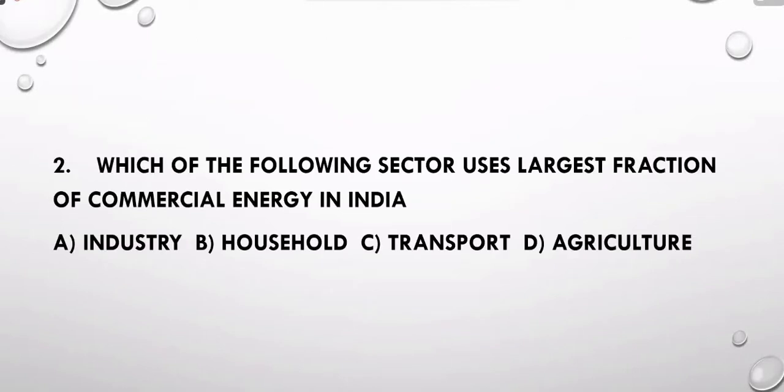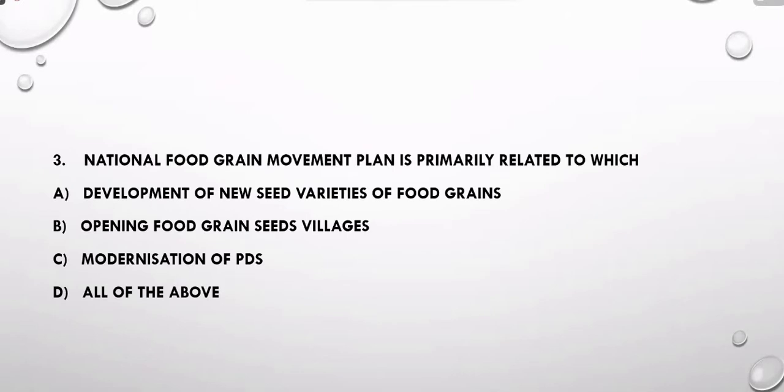1998. Answer is 98. Which of the following sectors uses the largest fraction of commercial energy in India? Industry. The National Food Grain Movement Plan is primarily related to development of new seed varieties of food grains, opening food grain seeds villages, modernization. All of the above. D.